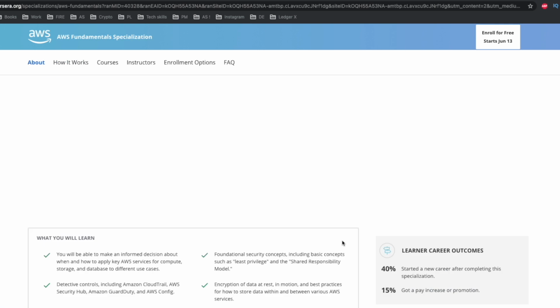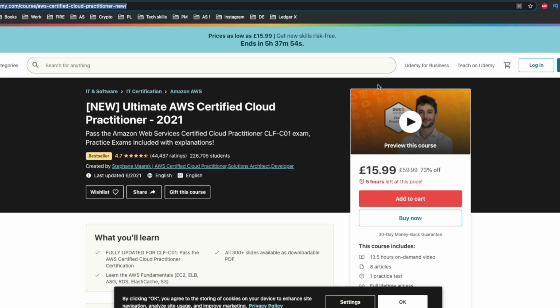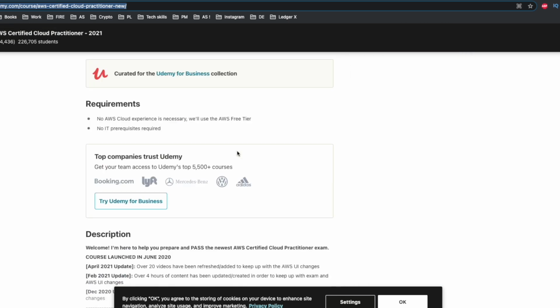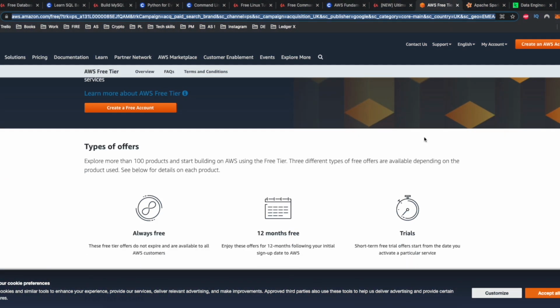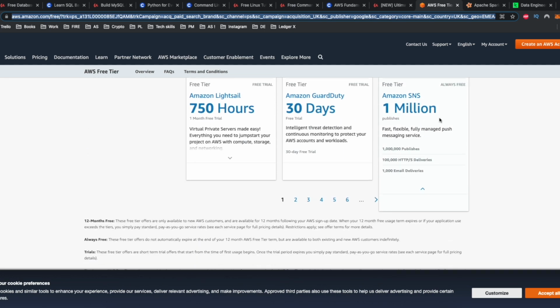Highly recommended. It's actually also offered by AWS. If you want to purchase something that is specific for the certifications that they have, this is a great pick. You can see it has amazing reviews and a lot of people have undertaken this course, so I also recommend this one. Create a free account with AWS and get familiar with the platform.